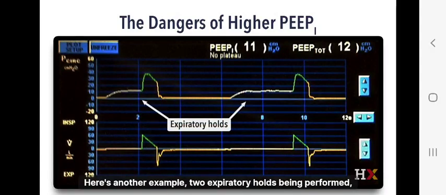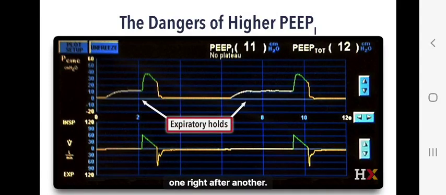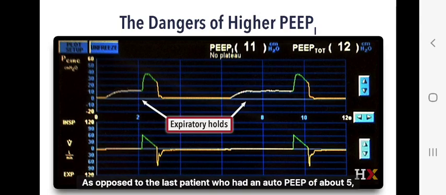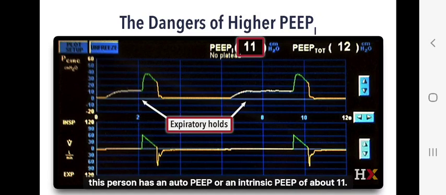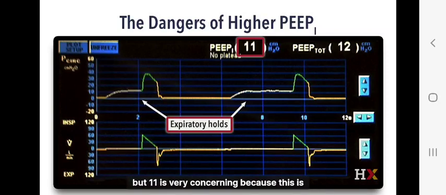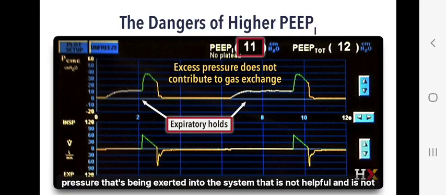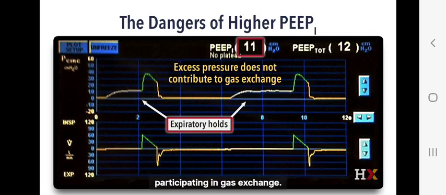Here's another example. Two expiratory holds being performed one right after another. As opposed to the last patient who had an auto PEEP of about 5, this person has an auto PEEP, or an intrinsic PEEP, of about 11. 5 is an area where we would need to take action, but 11 is very concerning because this is pressure that's being exerted into the system that is not helpful and is not participating in gas exchange.